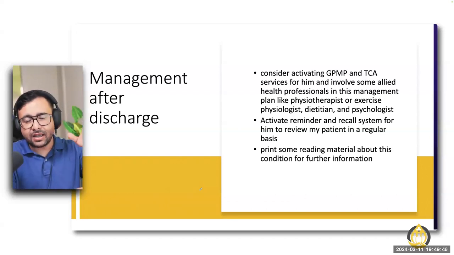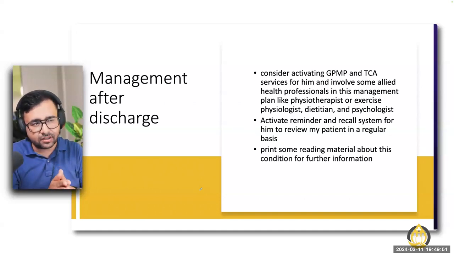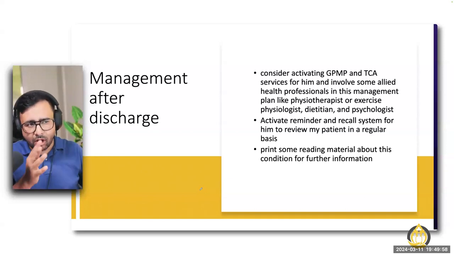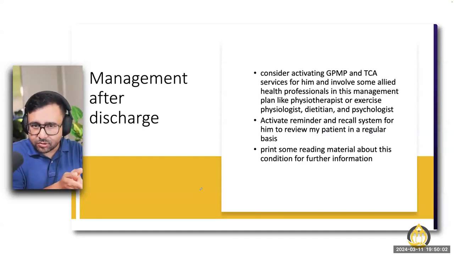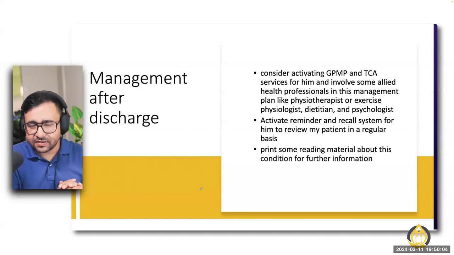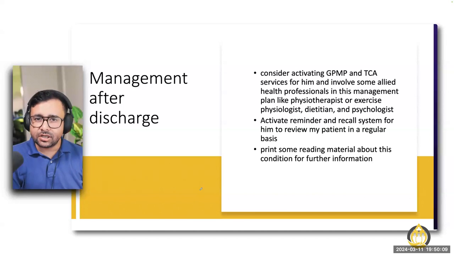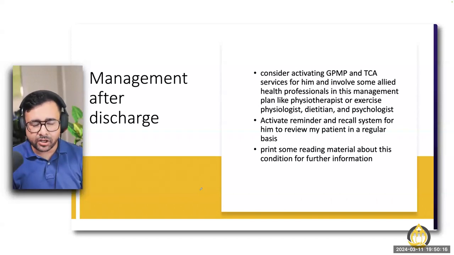So that is the reason why in these cases, never forget to mention GPMP and TCA, because almost always you'll be talking about a physiotherapist, exercise physiologist, dietitian, psychologist, occupational therapist, a lot of these people. If you don't have TCA and the patient goes to these people, they will have out-of-pocket expenses. So they will miss the opportunity to get the Medicare rebate. And so you have to include this. With the consent of the patient and after discussing with my supervisor, I would like to activate the GP management plan and team care arrangement for this patient. That's the only thing you need to say.